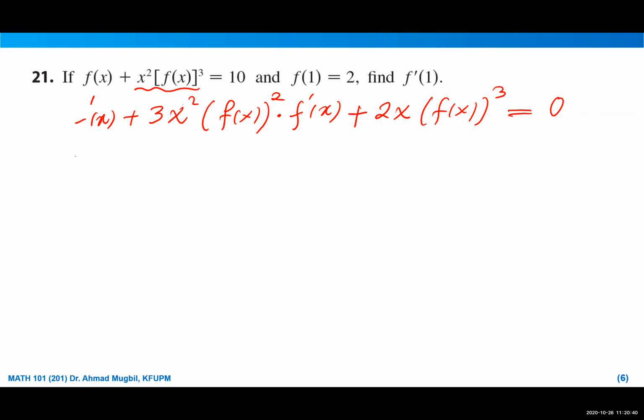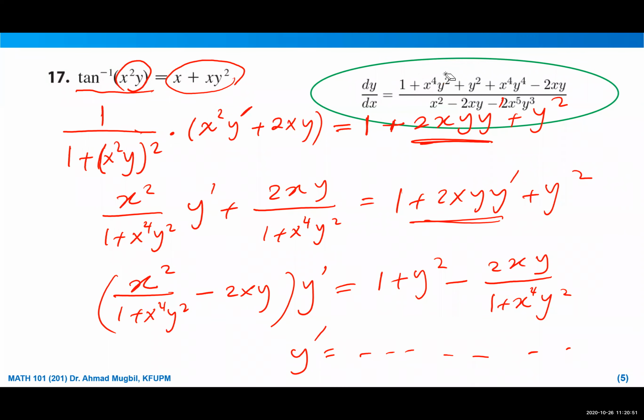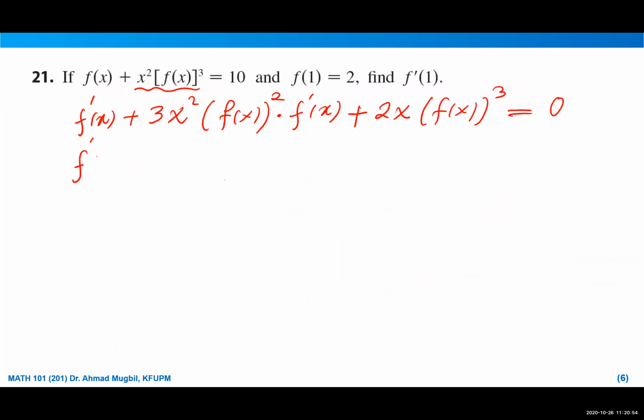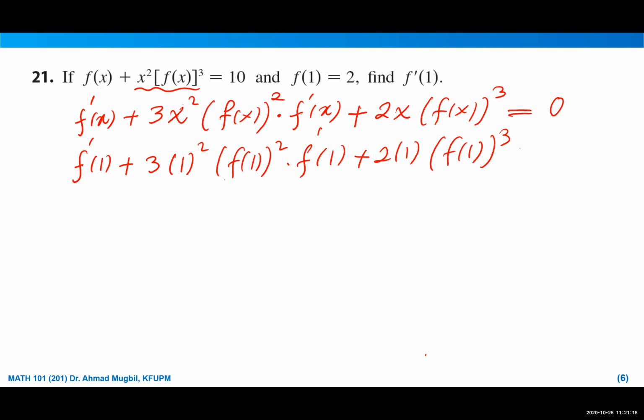Now, again, guys, you can solve it for f prime until you have it, but no need. I don't want f prime of x. I want f prime at 1. So what I will do, I will just substitute x by 1. So what we will have? We'll have 3 times 1 squared, f at 1 all squared times f prime at 1, plus 2 times 1, f at 1 all cubed equals 0. Let me write it for you to understand what I did.